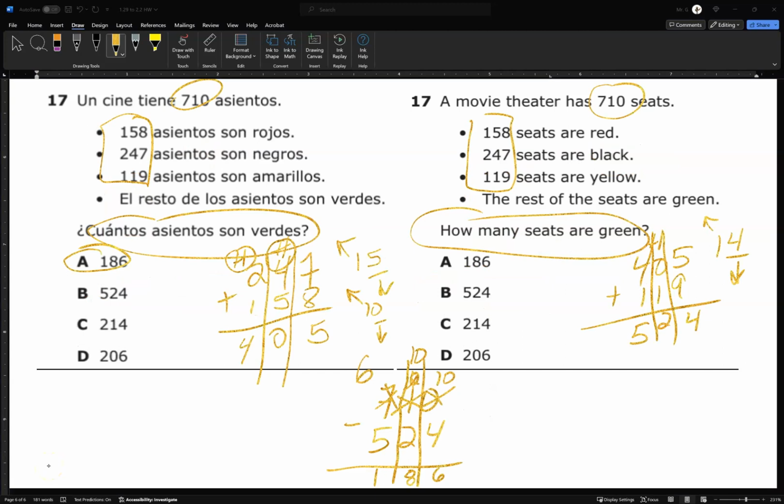Okay, so I'm going to add all of the seats. So 247 plus 158, I get 405. Then I add the last one, 119, I get 524. Now I take the total and I subtract it from the number of seats. So 710 minus 524, I get 186. A. Okay, es todo.